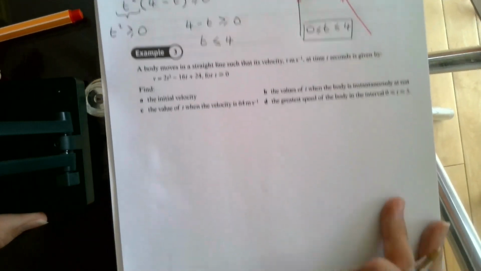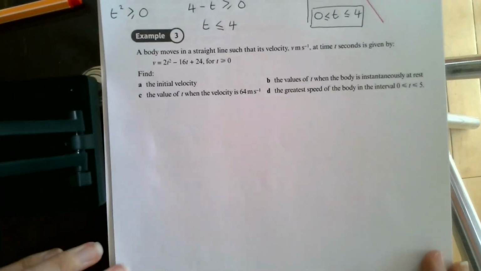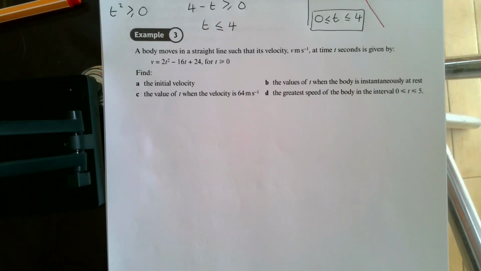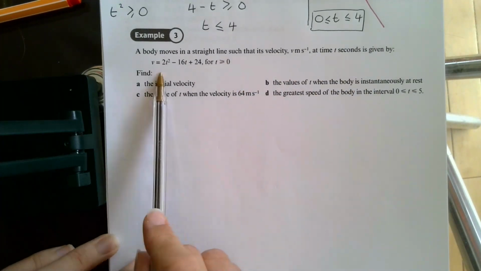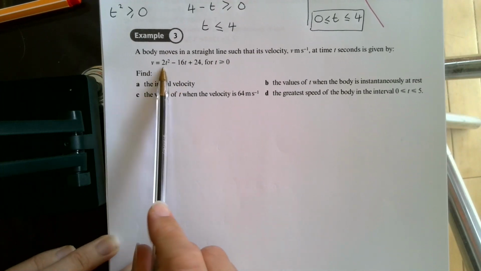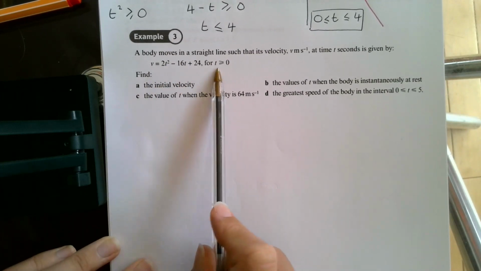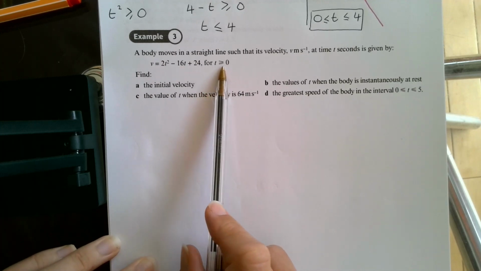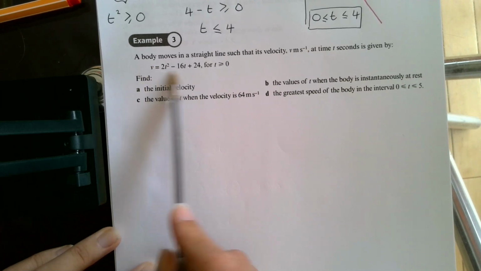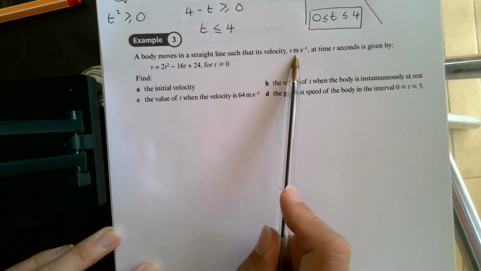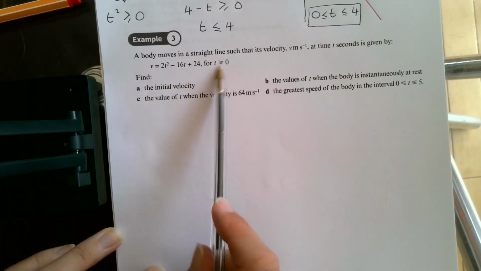Okay, final example then is this one here, example 3. Let me just focus that. Okay, so a body moves in a straight line such that its velocity at t seconds is given by this formula here, which is a quadratic graph. And for t is greater than or equal to 0, we know that time must be positive. This time we've been given a formula for velocity, unlike the others where we were given a formula for distance or displacement, but that's fine.